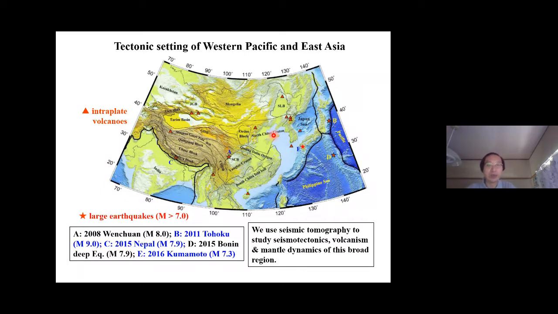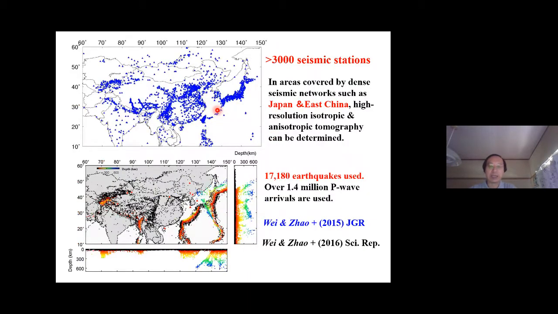This figure shows the distribution of seismic stations in this region. Now we have more than 3,000 seismic stations, mainly deployed on the Japan Islands and Eastern China. So in the areas covered by the dense seismic network, such as Japan and East China, we can obtain higher resolution isotropic and anisotropic tomography. This lower figure shows the distribution of the earthquakes we used, about 17,000 events in our tomography studies. Usually we can use more than 1 million P wave arrival time data for tomography inversion. We have not only shallow events, but also some deep earthquakes.